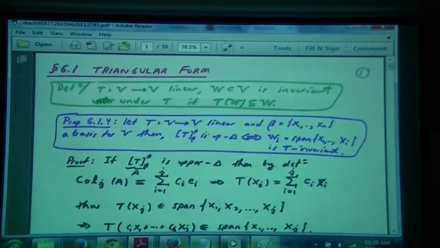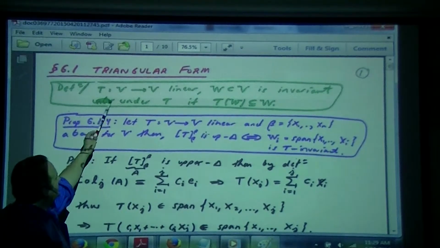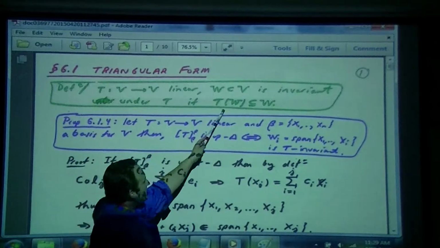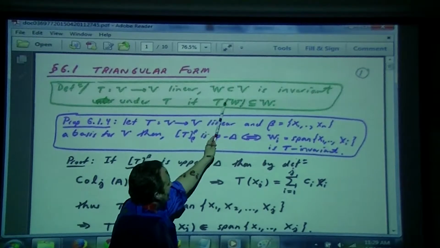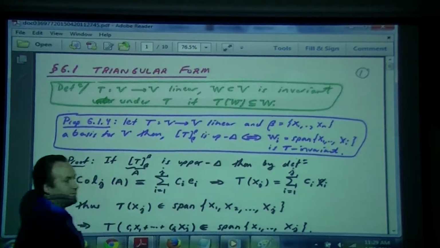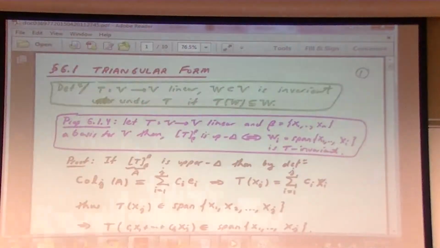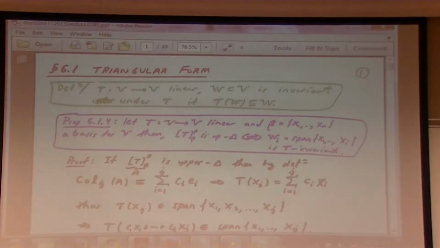Anyway, so we say that W, a subspace of V, is a T-invariant subspace if the image of W under T is again a subset of W. So T-invariant subspaces are really important. So before I get into this though, what are some examples of T-invariant subspaces?